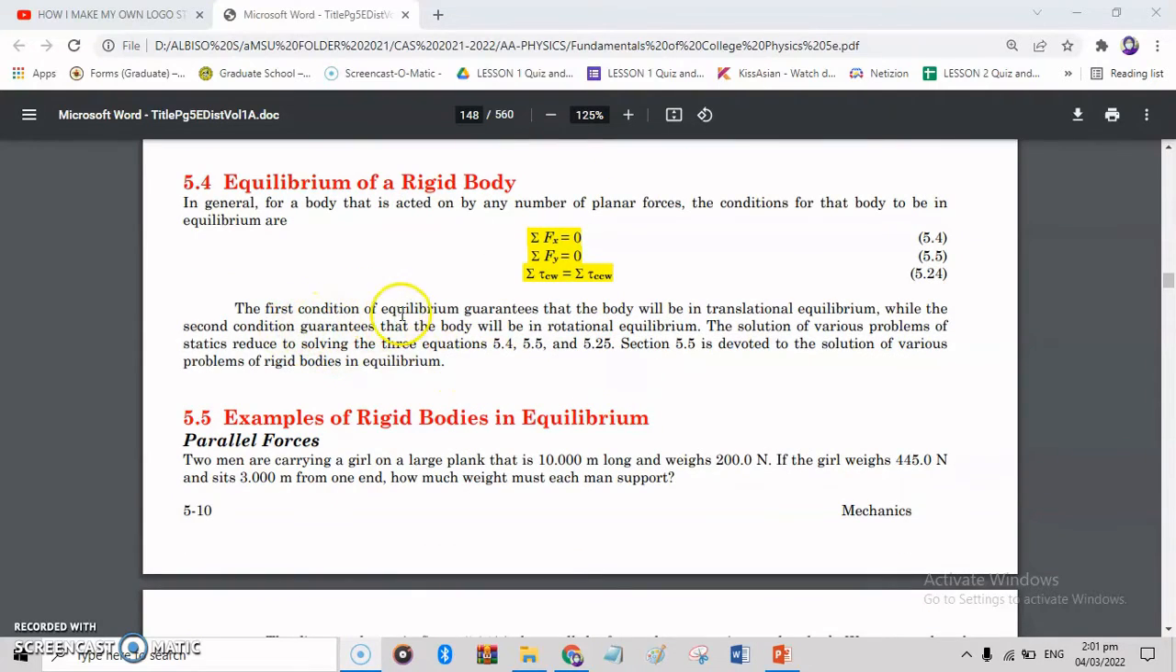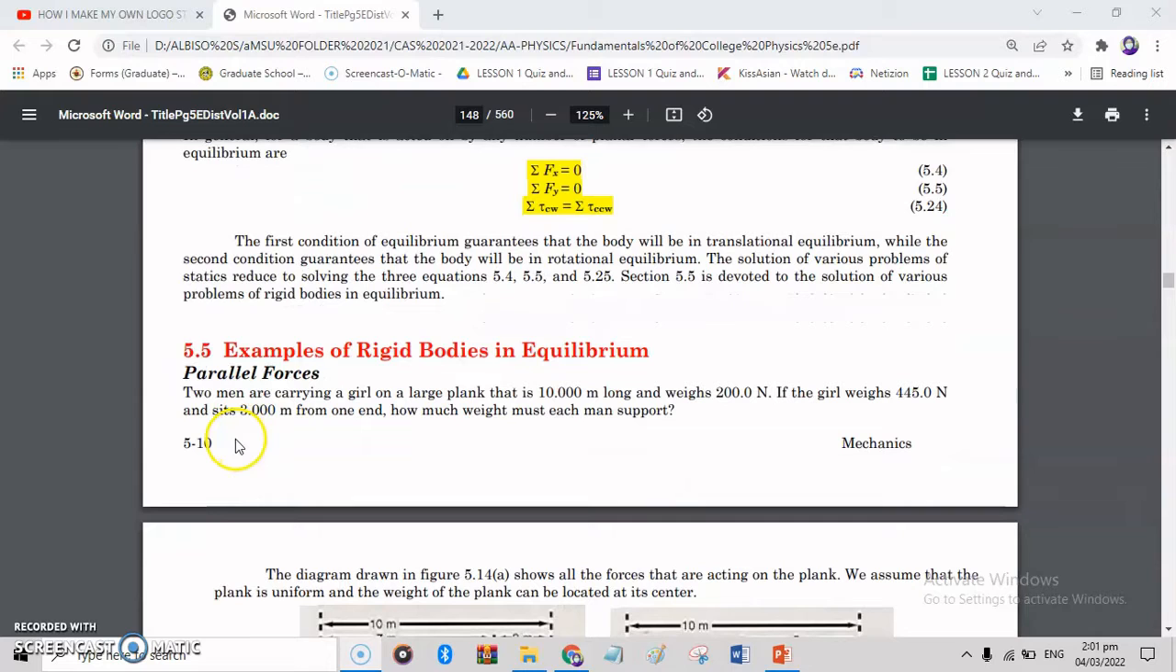The first condition of equilibrium guarantees that the body will be in translational equilibrium, while the second condition guarantees the body is in rotational equilibrium. The solution of various problems of statics is reduced to solving the three equations 5.5, 5.4, and 5.25. Section 5.5 is devoted to the solution of various problems of rigid bodies in equilibrium. So, we are now in section 5.5, examples of rigid bodies in equilibrium.